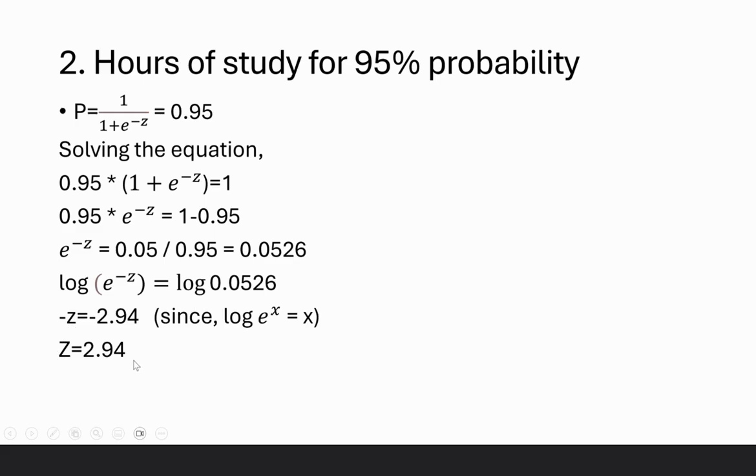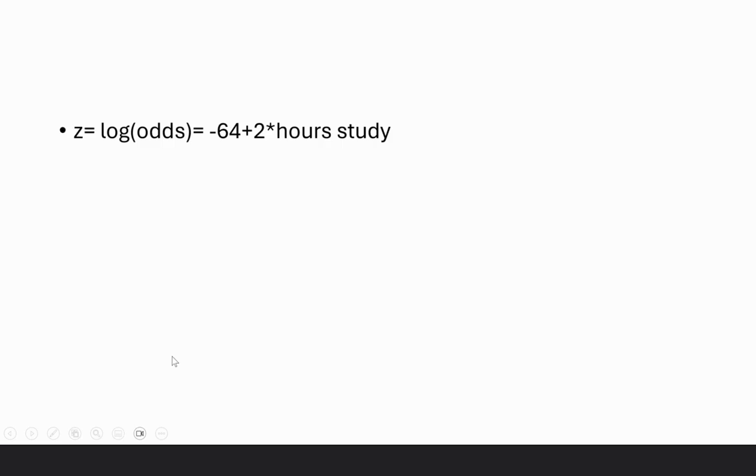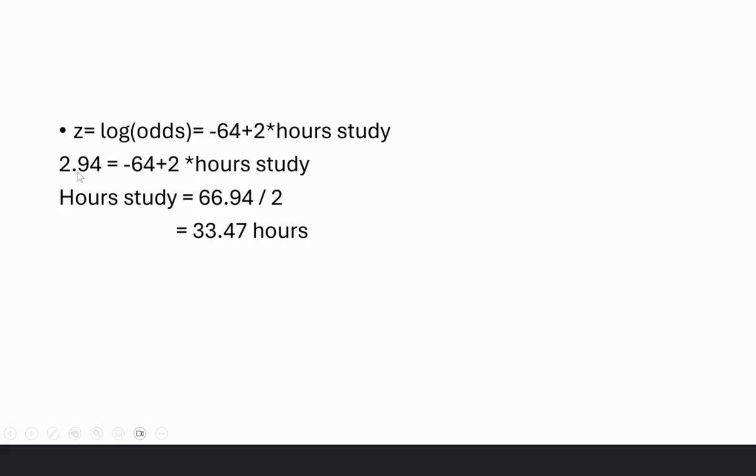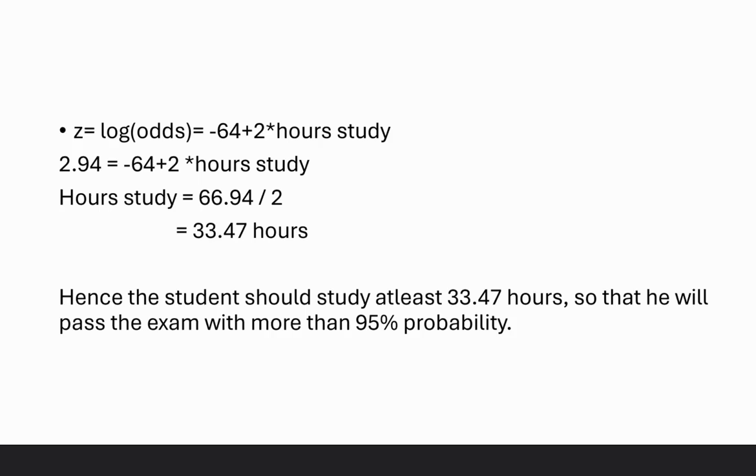Here they are asking you the hours of study, so apply the value in the log odds formula. The log odds is equal to -64 + 2 × hours of study. Apply the value of z so that you can calculate the hours of study. Hence the student should study 33.47 hours to pass the exam. A student should study at least 33.47 hours so that he will pass the exam with more than 95% probability.